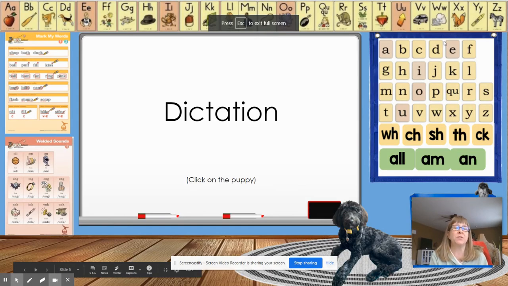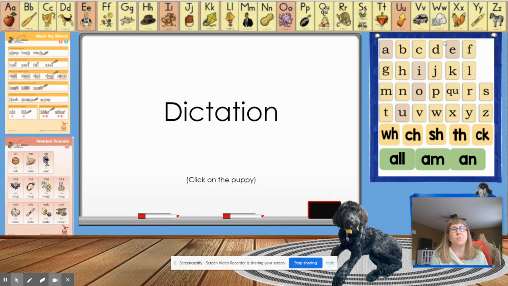Hey guys, we're going to do some dictation. So you need to listen to your teacher to know whether you need to get a piece of paper, if you're using your board and your dry erase marker. However your teacher wants you to do it, you need to get those directions and get whatever you're going to write on. And I'll give you a second to do that.